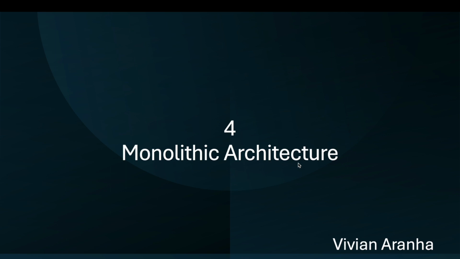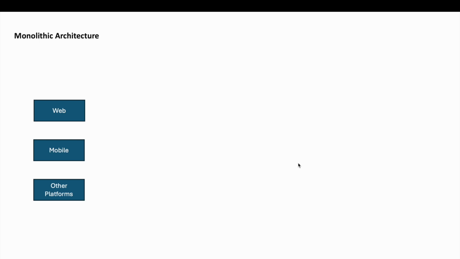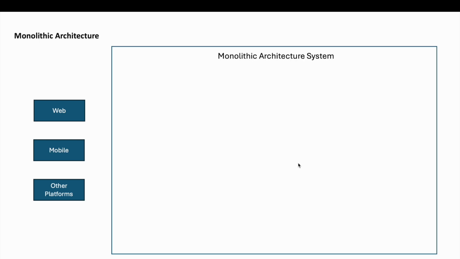Monolithic applications are simple to develop, test, deploy, and scale horizontally by running multiple instances across different servers. Now, if you want to look at monolithic architecture in a diagrammatic fashion, let's say we have our web, mobile, and other platforms. Now, what are the different components of monolithic architecture?